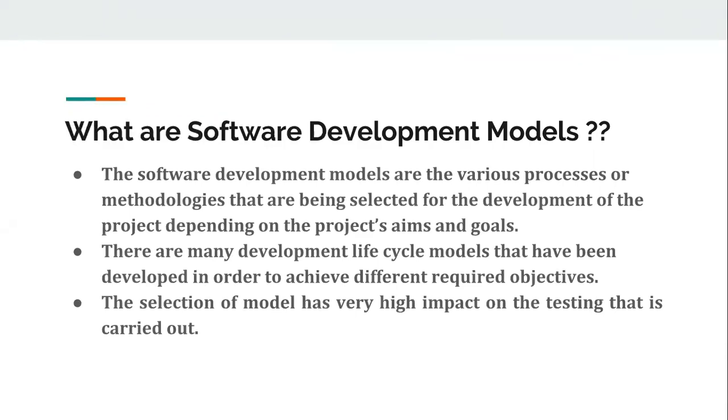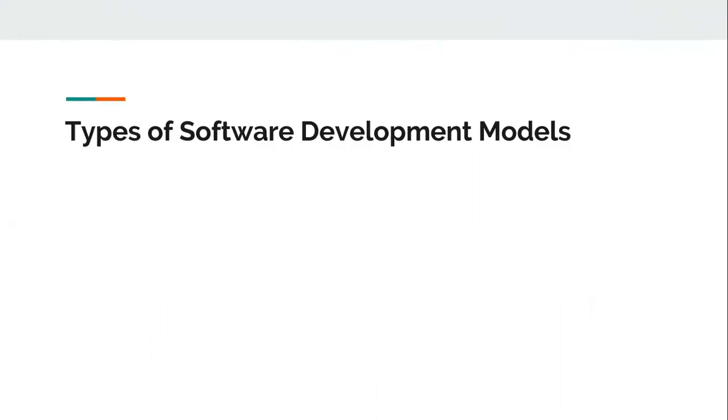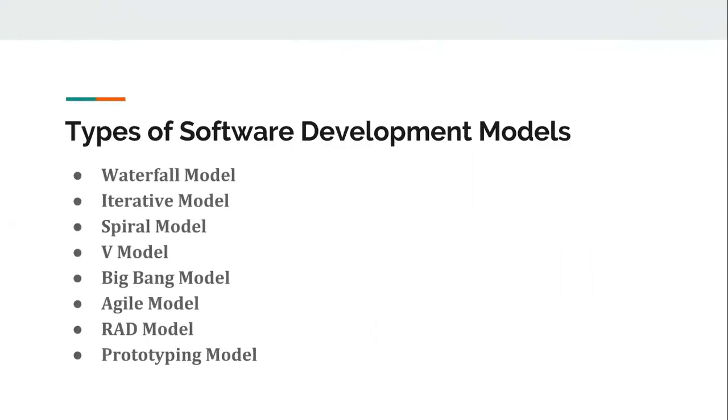The selection of the model has a very high impact on the testing that has to be carried out, and it will define the what, where, and when of our planned testing, influence regression testing, and largely determine which of the testing techniques are going to be used. So the selection of the proper software development model is a very important thing. There are different types of software development models, a few of which I have listed here: waterfall, iterative, spiral, V, Big Bang, agile, RAD, prototyping. There are different models, and we'll be seeing the waterfall model today.